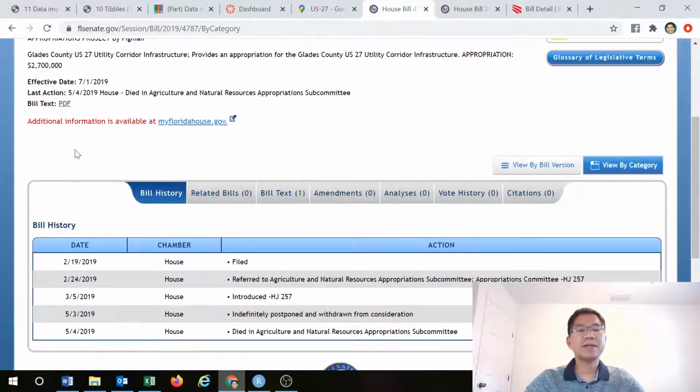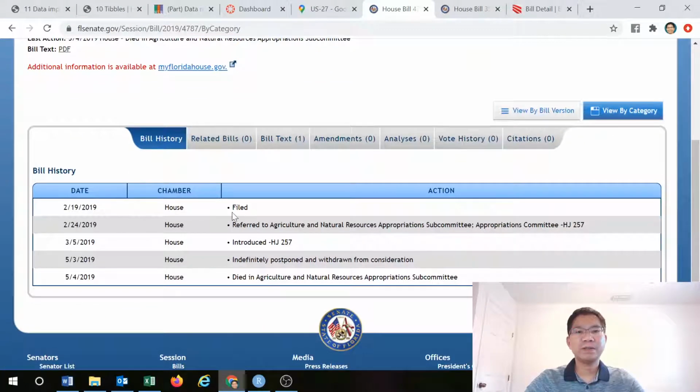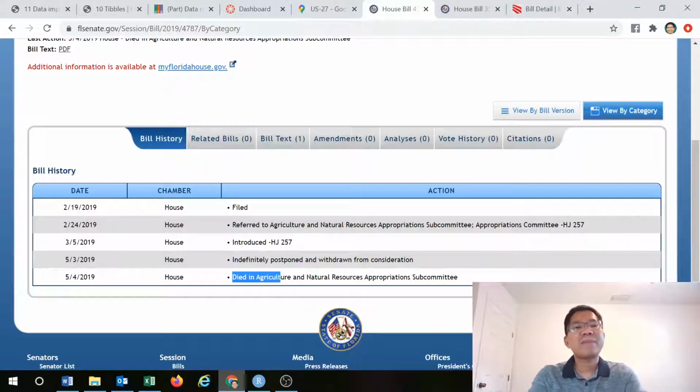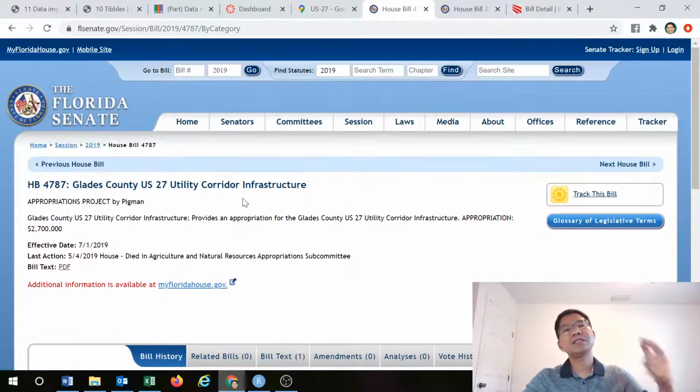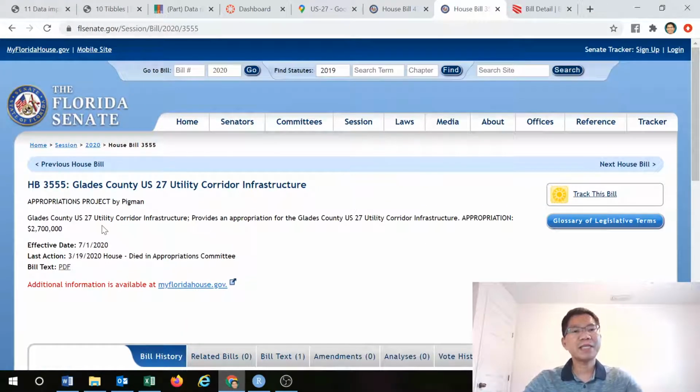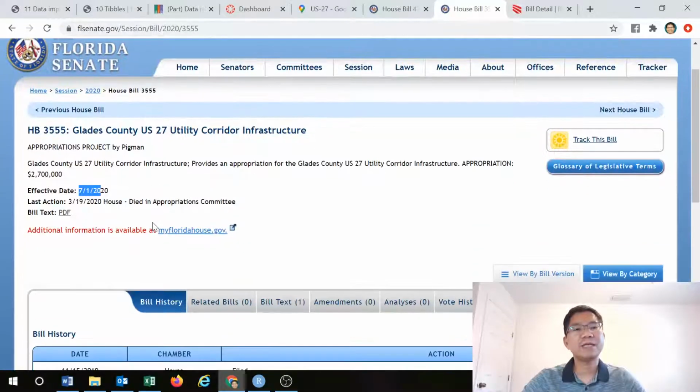And as you can see the process, it's a daunting task. It was filed February 19, and then introduced to the House in March, but then died in the Agriculture and Natural Resources Appropriations Subcommittee on May 4th, 2019. So that is last year. And of course, the process, as you can see, continues. Now go to this year, 2020, with the same request, and it is effective July 1st, 2020.